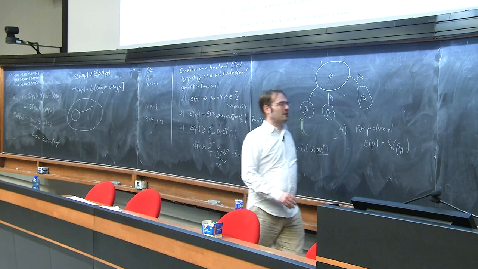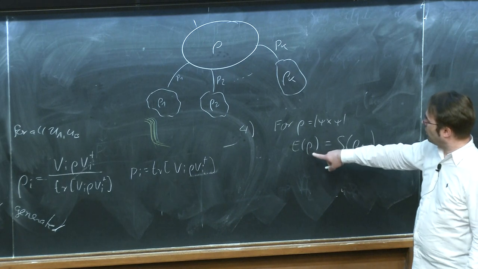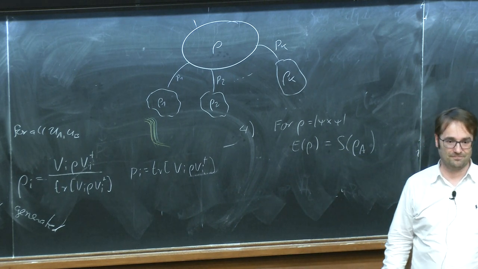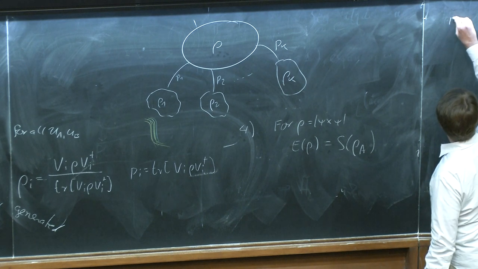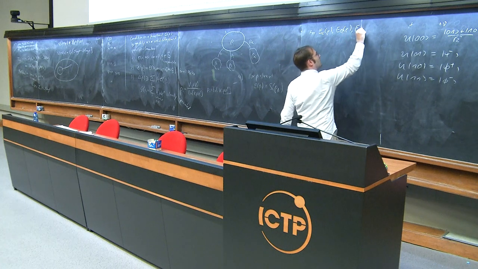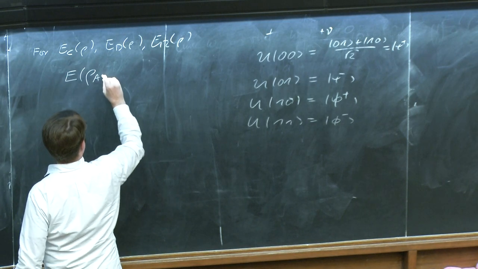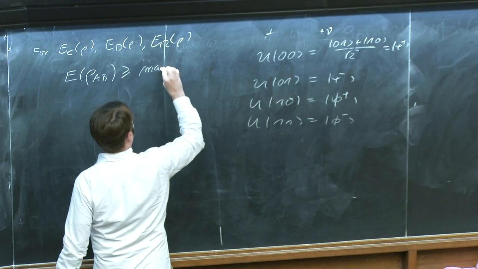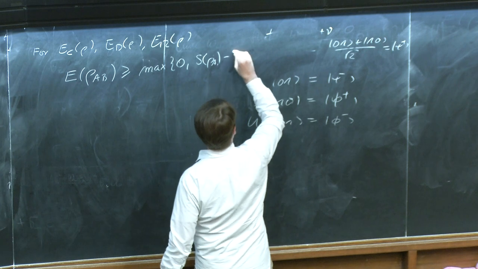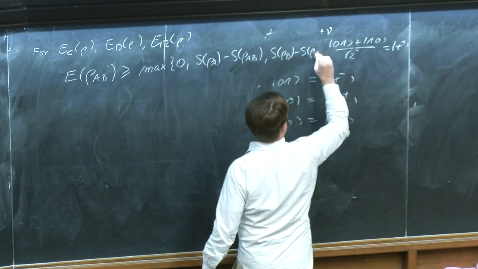So now, one last thing about entanglement. We have this condition for pure states. Now you can wonder, what is the value of these entanglement measures for mixed states? Is there maybe at least an entropic lower bound? And the answer actually is that for the entanglement cost, the distillable entanglement, and the relative entropy of entanglement, we have that E of rho AB is bigger or equal to the maximum of 0 and S of rho A minus S of rho AB, and S of rho B minus S of rho AB.